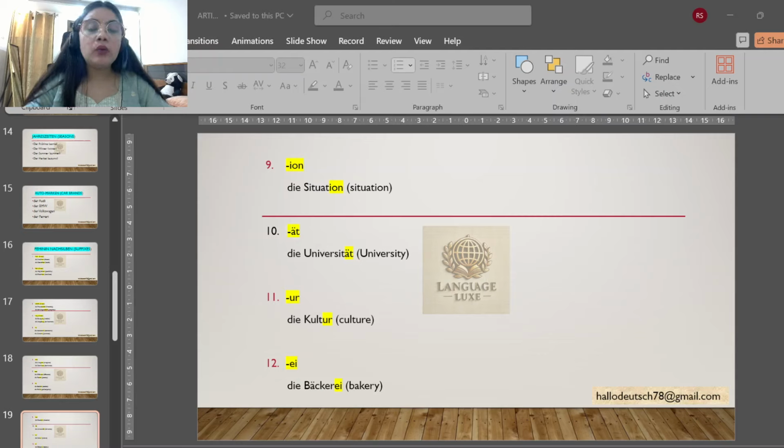Then comes ä with umlaut and T. Die Universität. AT is coming, ä with umlaut and T. So it will be feminine. Die Universität, that is university. UR: if UR is coming at the end, like die Kultur, it will be feminine in nature. Kultur bedeutet culture. Then comes EI, for example die Bäckerei. EI is coming, so it is feminine. Die Bäckerei means bakery.